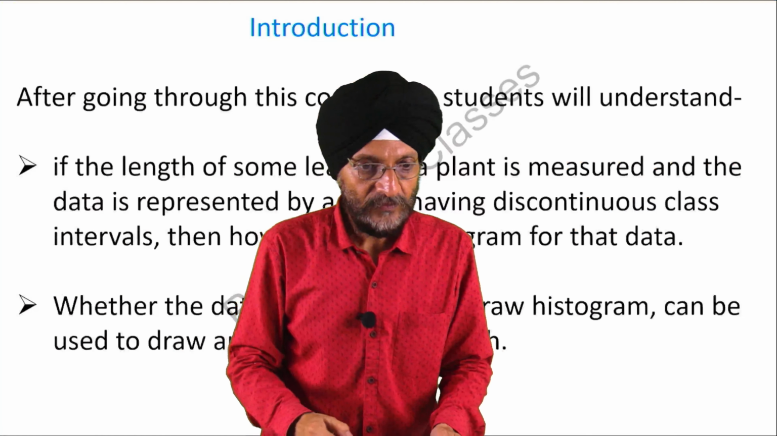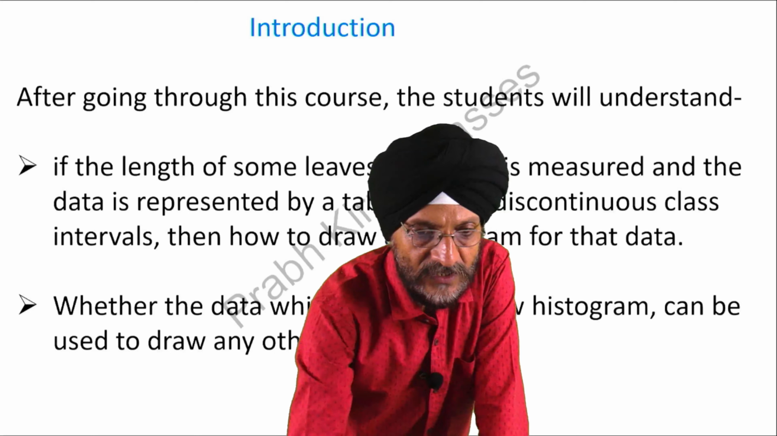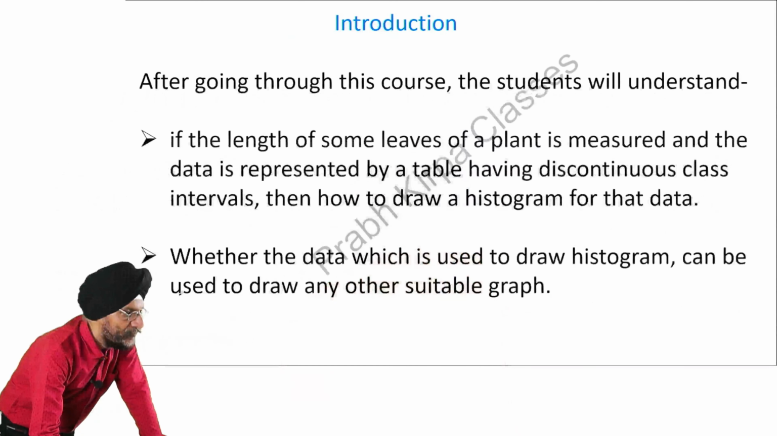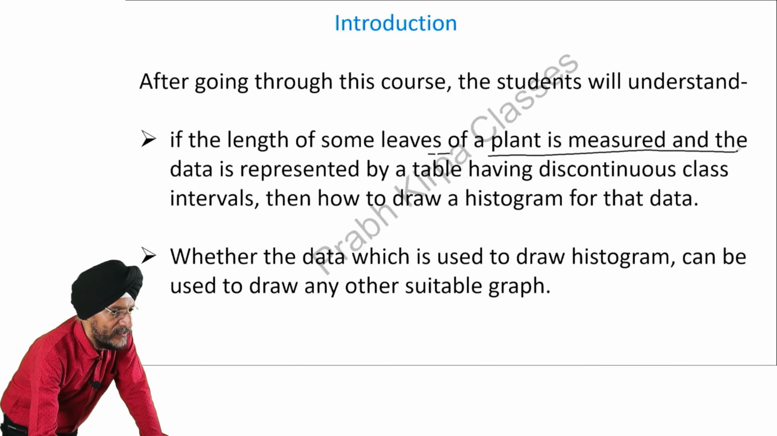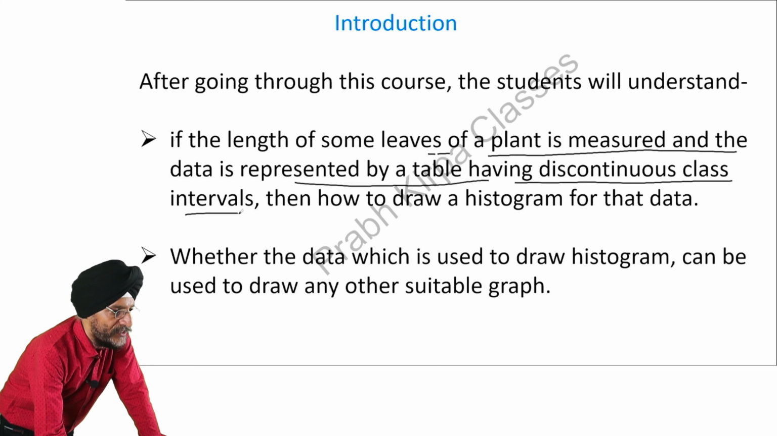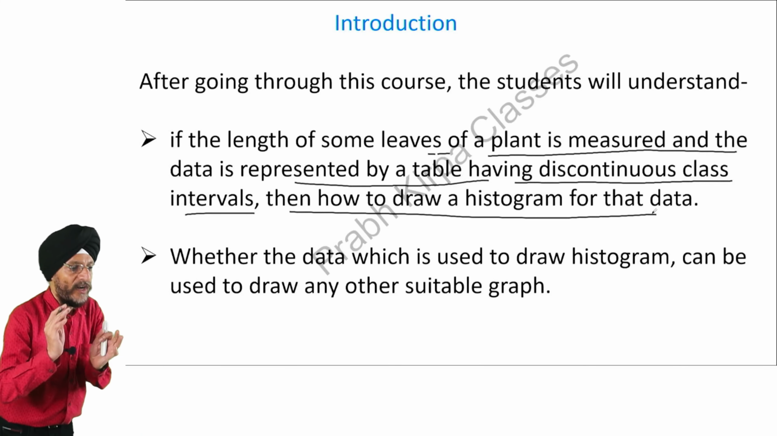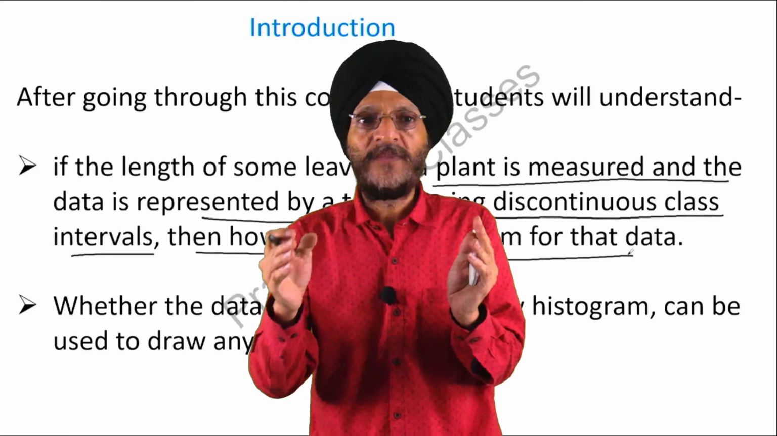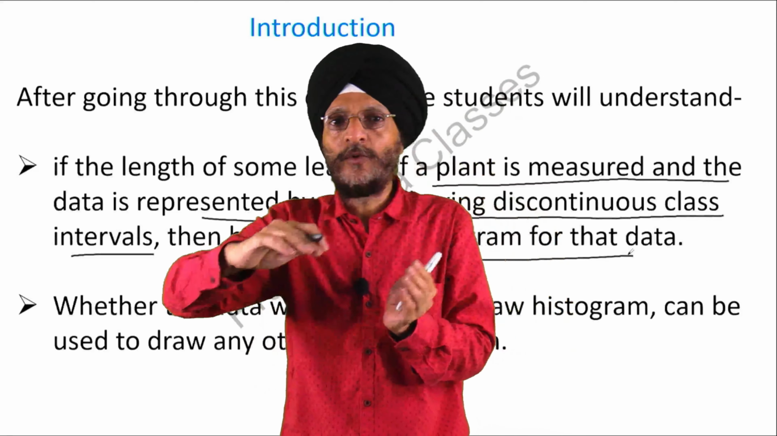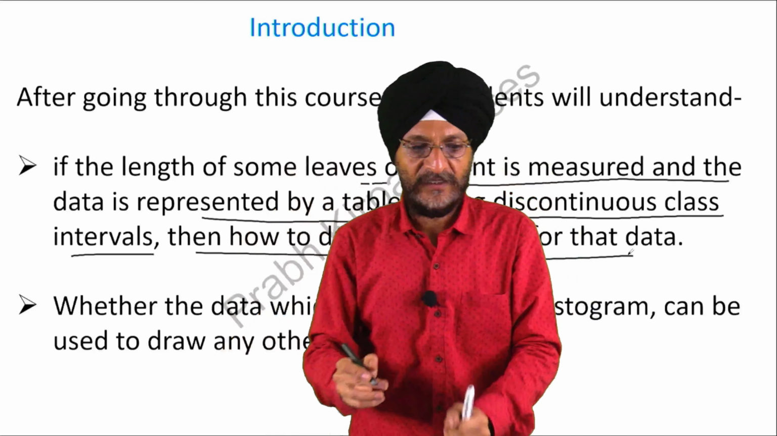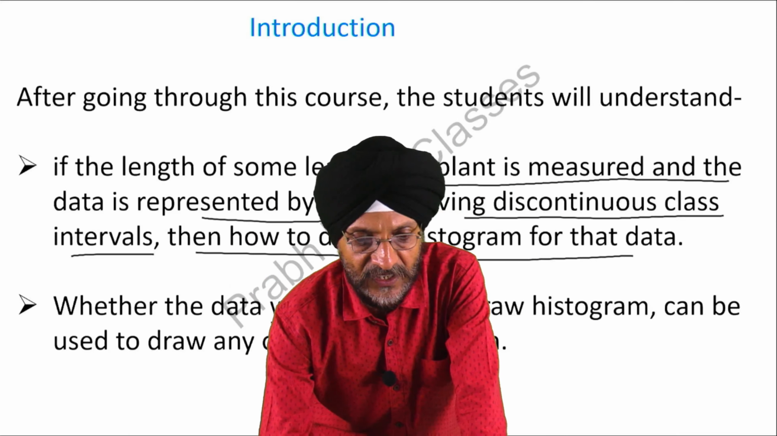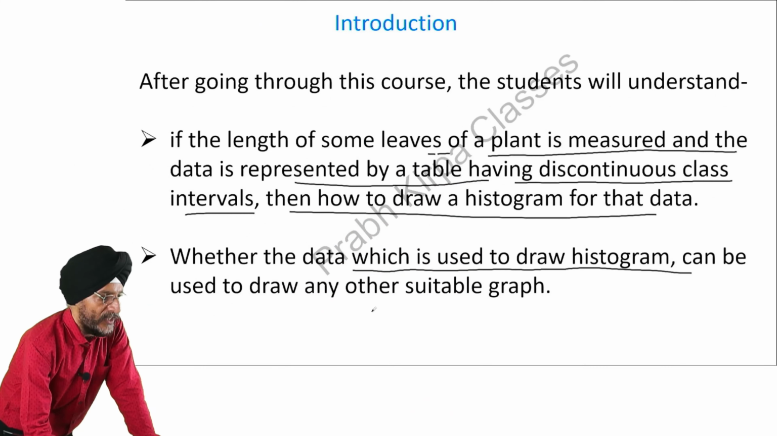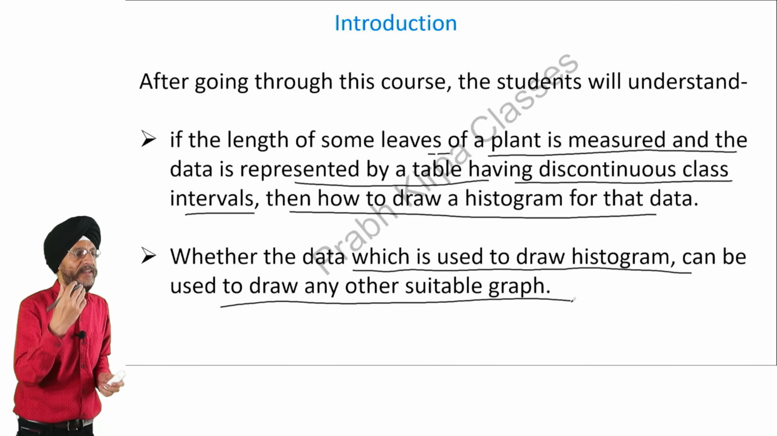Now, after going through this course, the students will understand that if the length of some leaves of plant is measured and the data is represented by a table having discontinuous class intervals, then how to draw a histogram for that data? That is how we can form the histogram when the data is of discontinuous class interval. We will also understand whether the data which is used to draw histogram can be used to draw any other suitable graph.